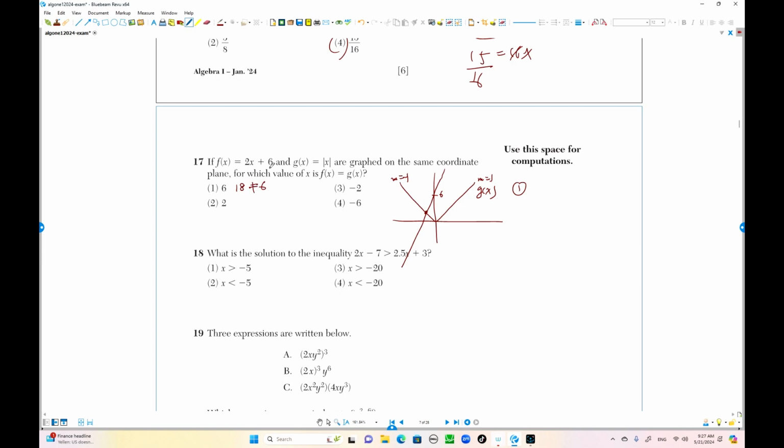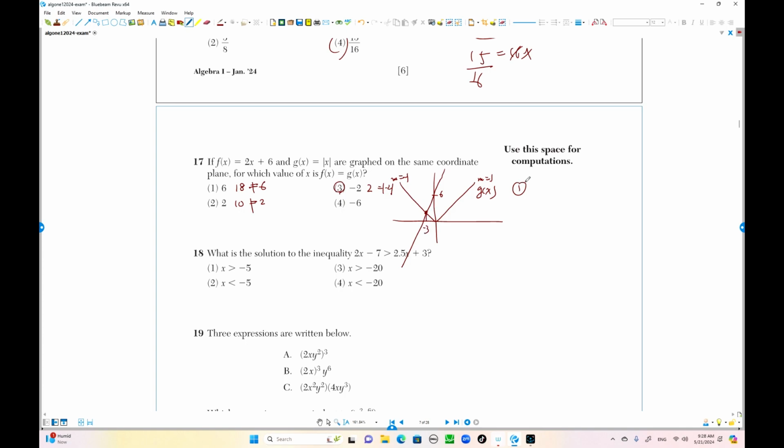2 is what? 2 times 2 plus 10 is 10. The right hand side is 2. That is not working. Negative 2 is what? Negative 4 plus 6 is a positive 2. That is a negative 2. Absolute value is still positive, right? So 3 is the answer, okay? Because this one is a negative 3.